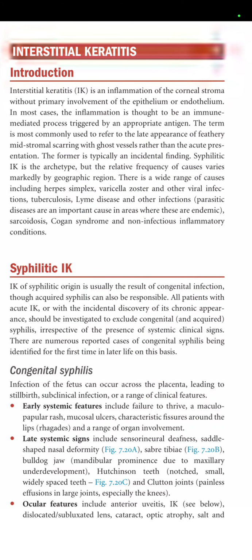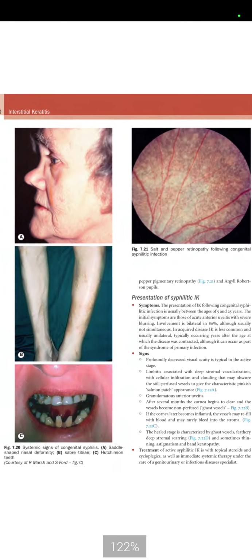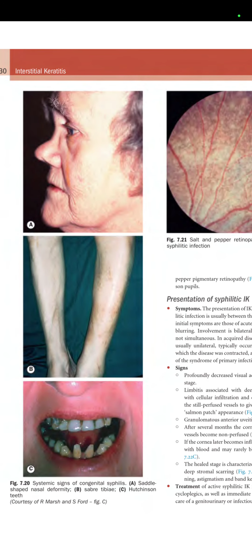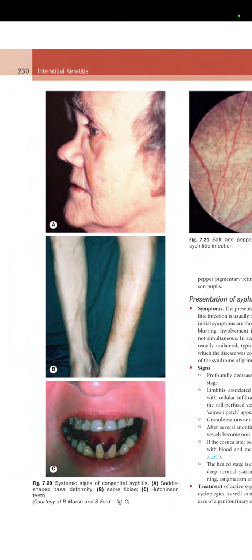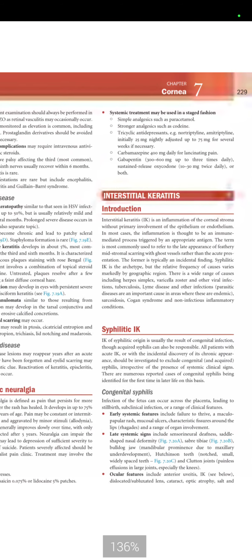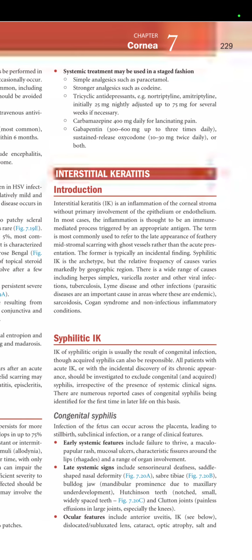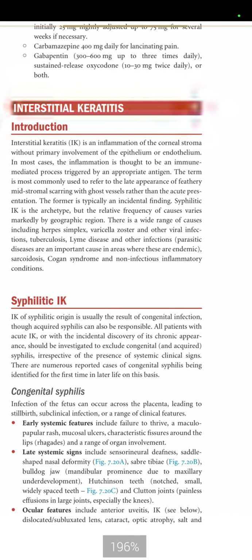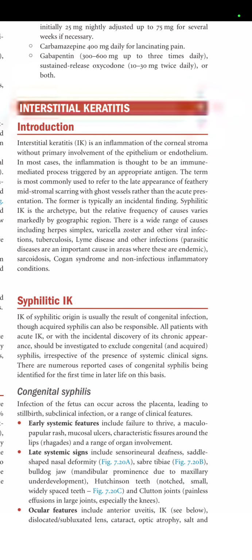So we will see figure 7.20 A and B. These are the systemic signs of congenital syphilis. There is a saddle-shaped nasal deformity like this, there are saber tibiae like this, and there are Hutchinson teeth, with gapping of the teeth. Clutton joints are the effusion in the large joints, especially the knee.